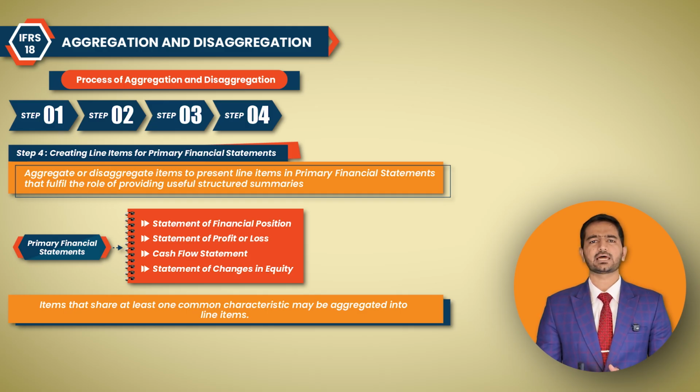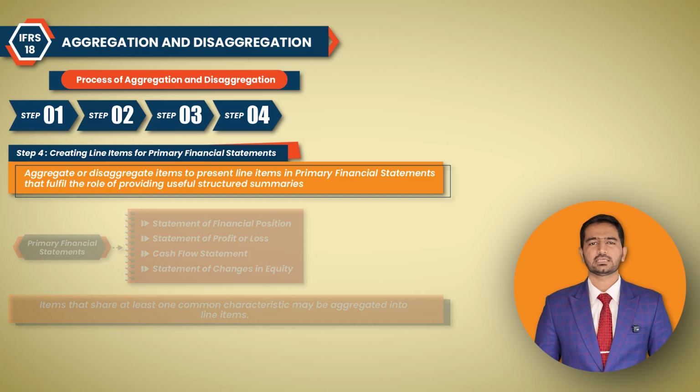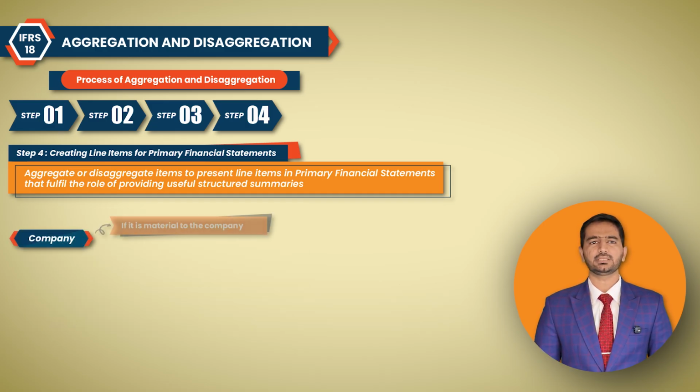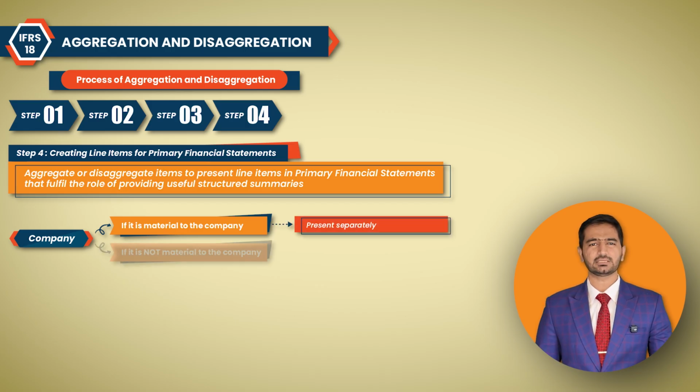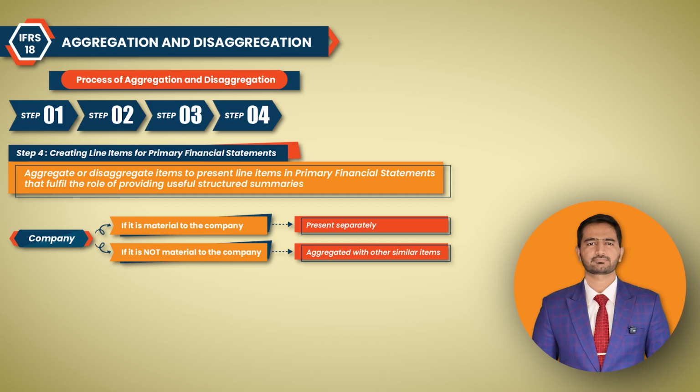But how would you decide if an item should be presented as a single line item or it should be aggregated into a larger one? Simple rule: if it is material to the company, it should be presented separately. But if it is immaterial, it can be aggregated with other similar items. Let me ask you a simple question.